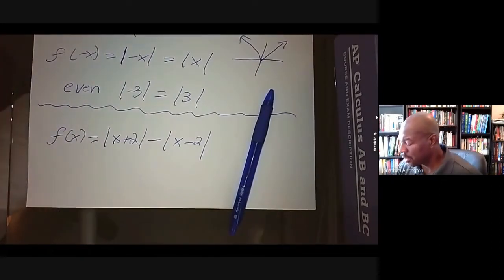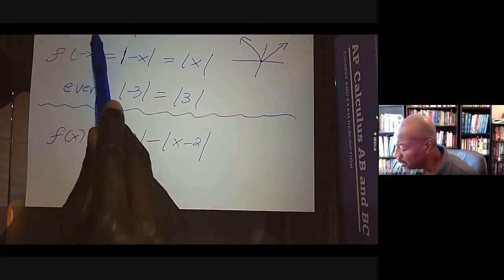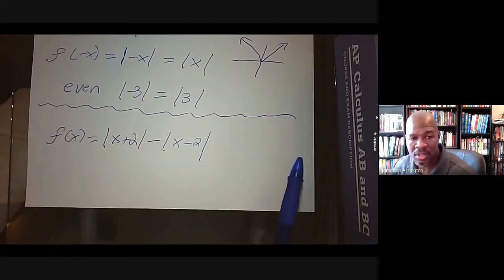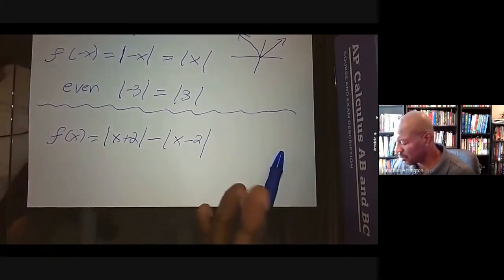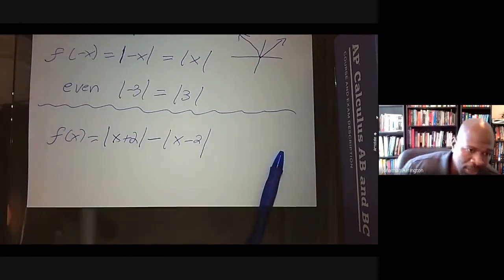What you don't want to do is make the assumption that because the function absolute value of x is even, every time you see an absolute value the function is going to be even. That's not true. A function could be odd, and a function could be neither, with an absolute value. But let's see what happens in this case.